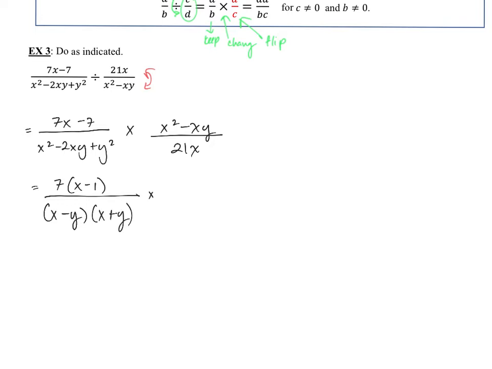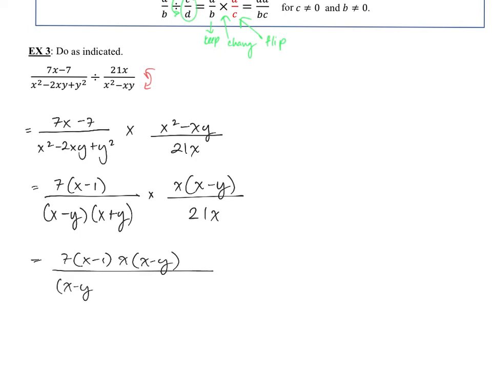Multiplied by, and factoring the top one, they both share an x, so let's go ahead and take out that x. And then the bottom one, that's not factorable, it's just a monomial. Now I'll go ahead and multiply across, multiplying the top values, then multiplying the bottoms. So we have 7 times x minus 1, times x minus y, so all multiplication in the top. Then x minus y times x plus y, lastly times the 21x.